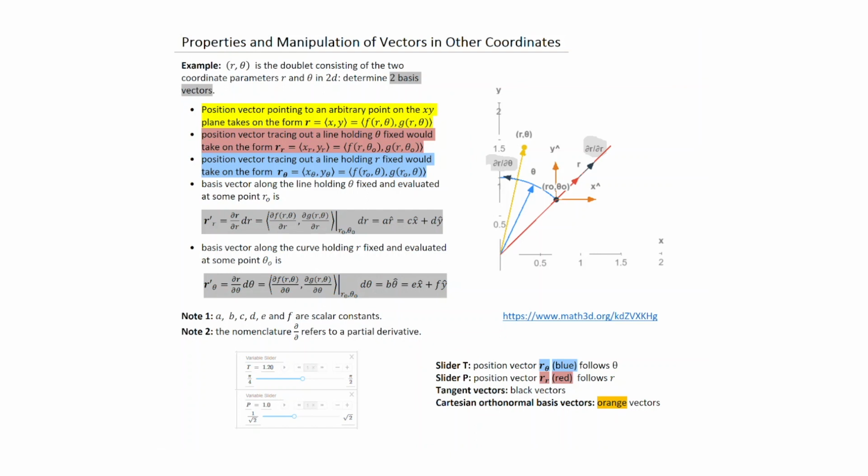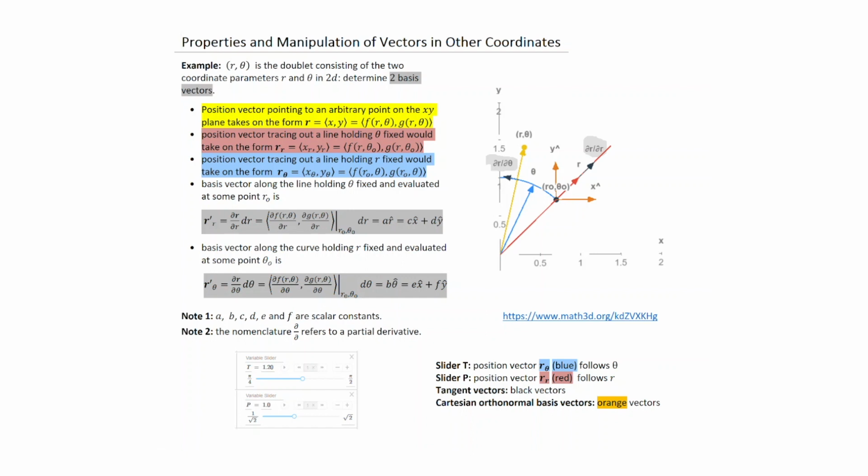All right, so let's look here now at how we're going to go about working with vectors and other coordinate systems. The example I've given here is a two-dimensional problem because it's easier to visualize. The example is r of theta, a doublet consisting of two coordinate parameters, r and theta, in 2D. What we'd like to do is determine the two basis vectors, one in the direction of r and one in the direction of theta.